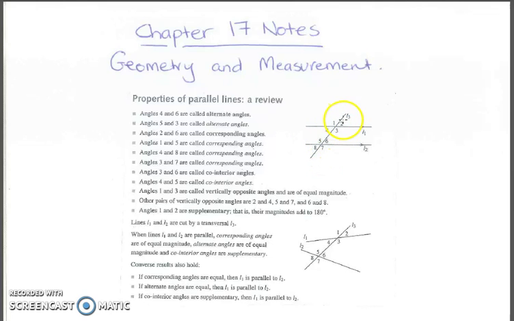For example, angles 1 and 3 are the same, which would be exactly the same as 5 and 7. Angle 1 and 5 are the same value. Things like 1 and 2, they're on a straight line, so they total up to be 180 degrees. The same with 1 and 4, those angles total to be 180 degrees as well.